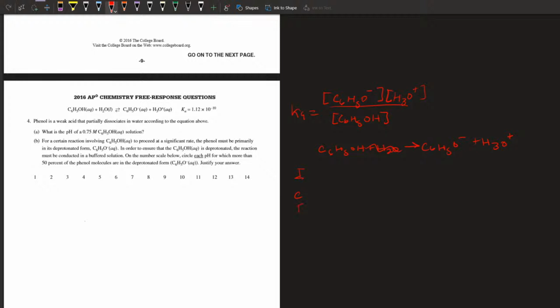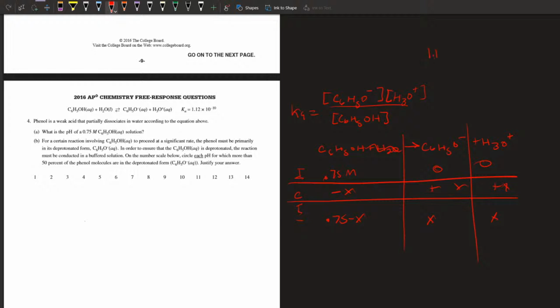We draw an ice table for this. We start with 0.7 molar of this. We have 0 of this because this is the start of the reaction. We don't have anything in our products. We subtract x, since there's only a 1-to-1 mole ratio for all of these. We subtract x here, add x here, add x. We have 0.75 minus x, x, and x. We can plug those back in and say that 1.12 times 10 to the power of negative 10 is equal to x squared over 0.75 minus x. Since Ka is so small, we can say that x is about 0.